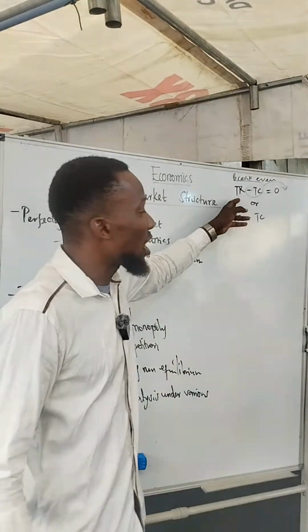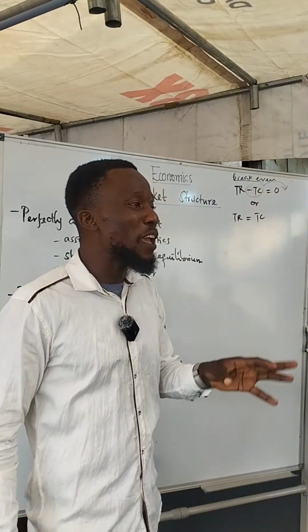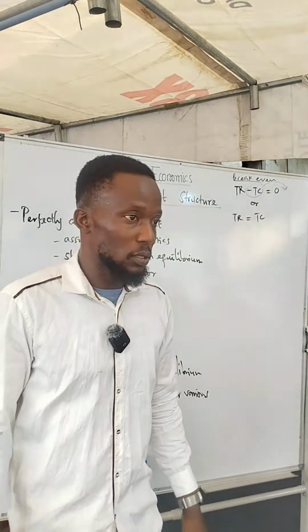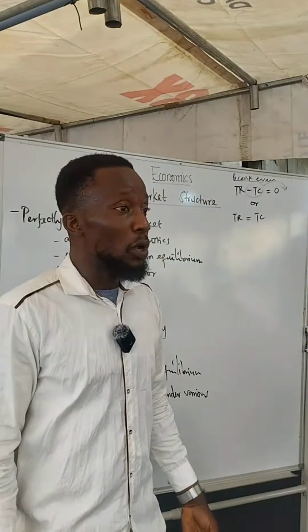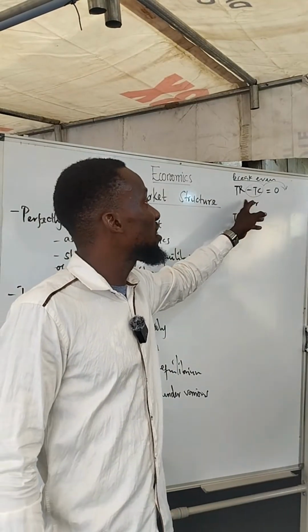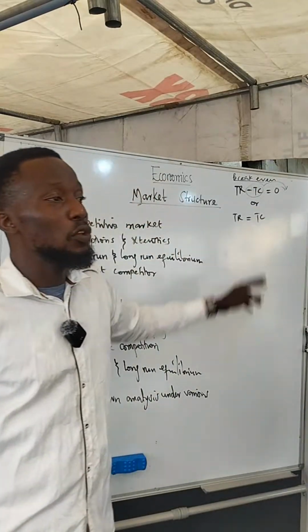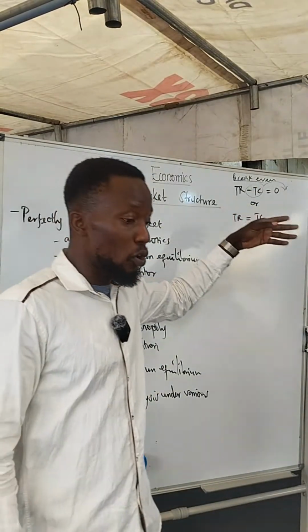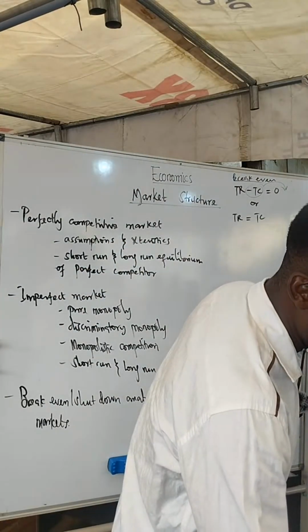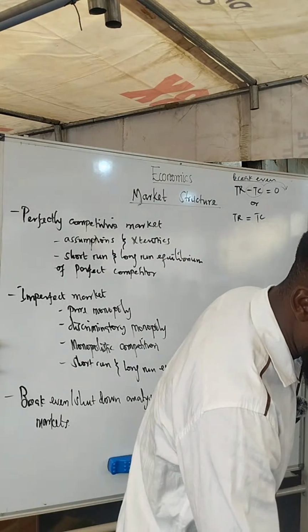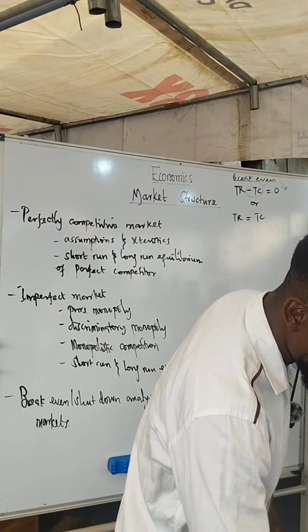But here, when total revenue minus total cost equals 0, it means that a firm is at break-even point. Is that taken? The firm is neither making profit nor loss. In that situation, you can also say that TR equals TC, because when the minus TC jumps to the other side, you have TC. That is, TR equals TC. Is that taken? So these are the things that we expected to know under this very simple but beautiful topic.